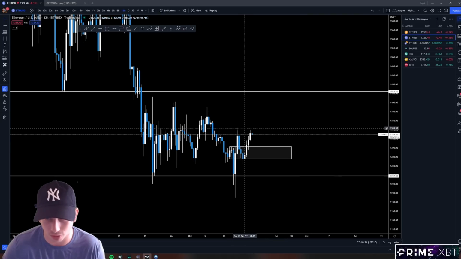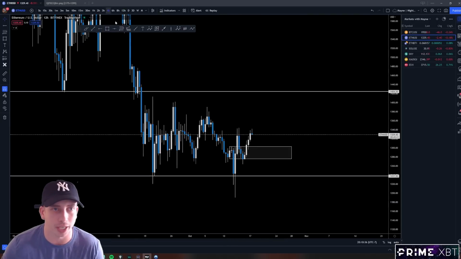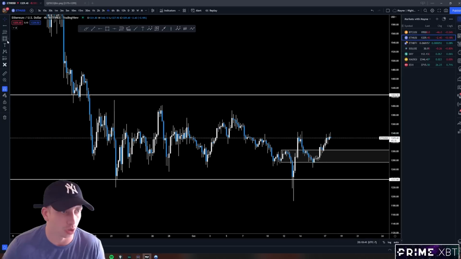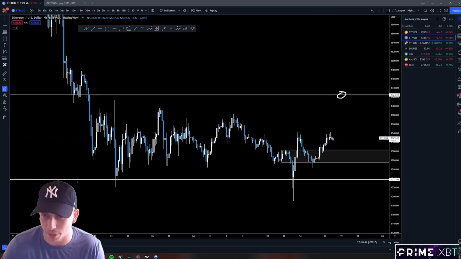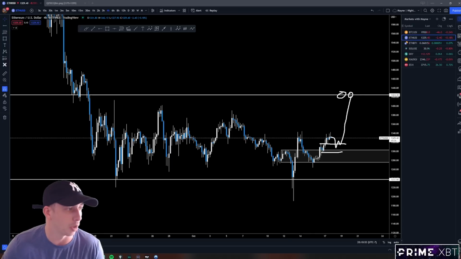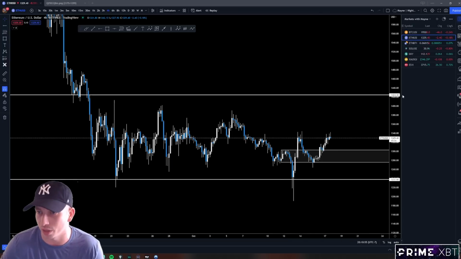Okay, so again, similar to Bitcoin, struggling a little bit here. I want to see continuation. The target is here. If we get a move up here and we break out, target is here. Again, similar to Bitcoin, we could see a little bit of a pullback into here first, but ultimately I'm hoping for 1424, which is that previous all-time high level.